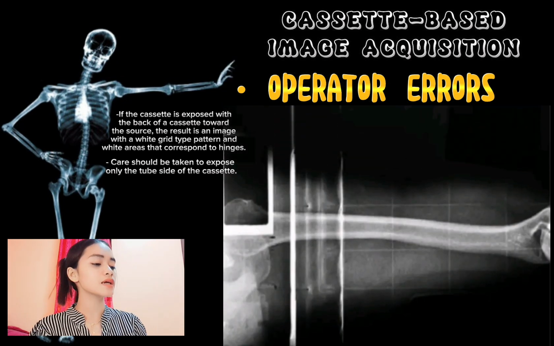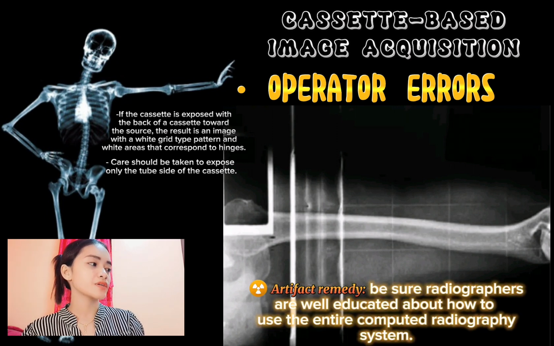So as you can see in the image, there are wavy lines. This axillary shoulder image was exposed through the back of a cassette. So okay, reminder, artifact remedy.